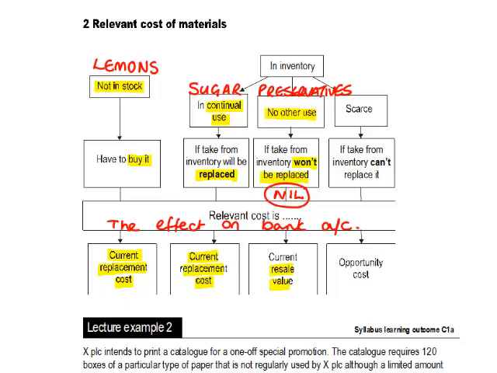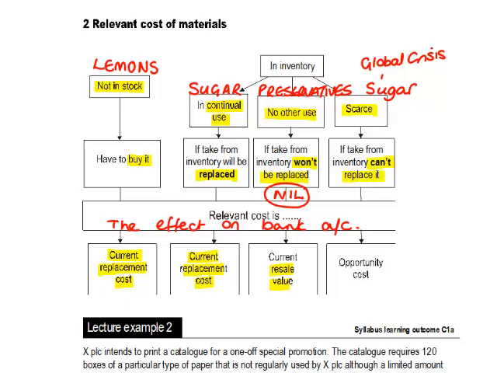Finally, what happens if there's some scarce resources? So let's just say, for example, that there is a global crisis and sugar becomes a scarce resource. So if I actually use the sugar that I've got, I can't just go down the shops and buy some more. I can't replace it.